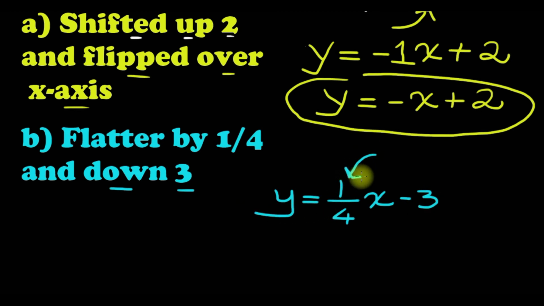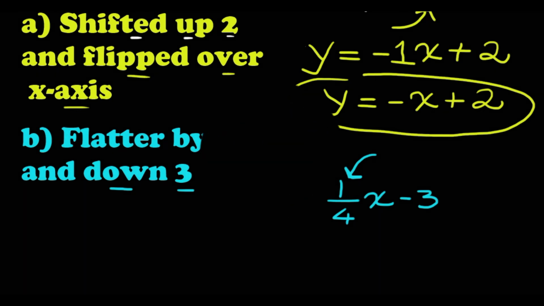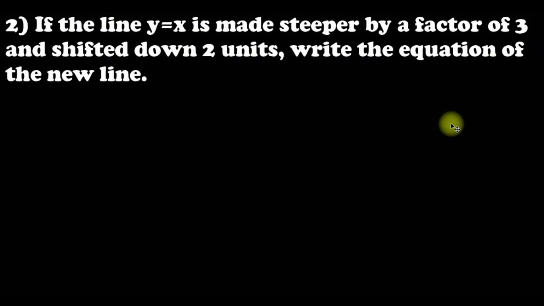Notice that your slope is between 0 and 1 because it's flatter, right? So 1/4 is between 0 and 1. And notice that your y-intercept is negative 3 because it goes down 3. Okay, so this is the equation that you have to come up with. Okay, so let's take a look at another one.